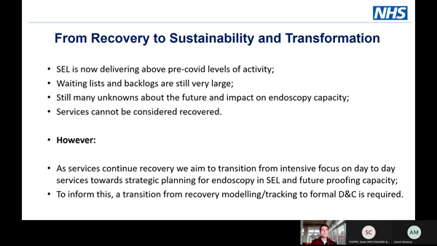But at some point, the conversation is going to move out of this intensive focus on day-to-day recovery and continuity of services into more strategic planning and future-proofing capacity. So this is probably a conversation we'll start having in the spring or summer, ideally when we're in the post-COVID era, or certainly more stable within endoscopy.